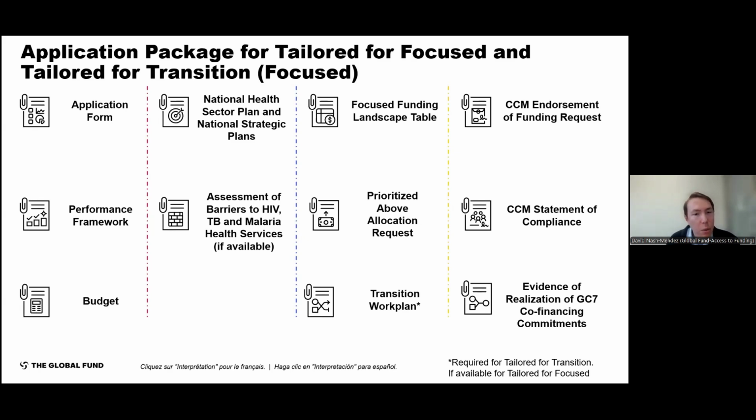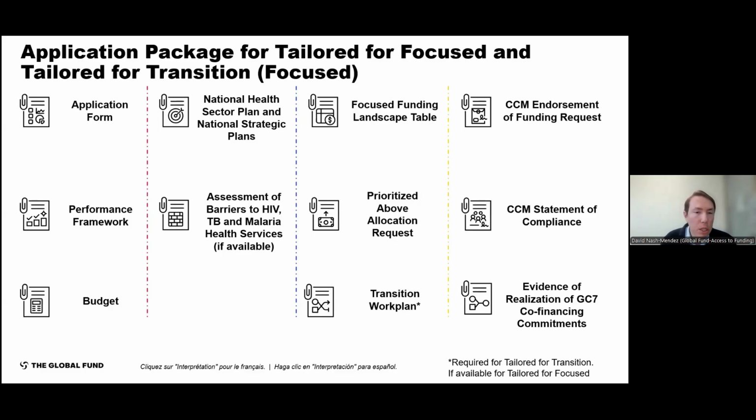The other annex, which is quite different for focused portfolios, is the funding landscape table. This document should be shortly available on the Global Fund website, and you'll see that there are two versions, one for core high impact and one for focused portfolios. And the version for focused portfolios is already quite a bit lighter than for core high impact.